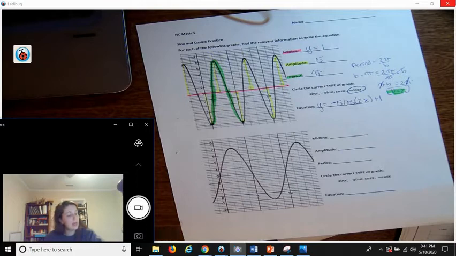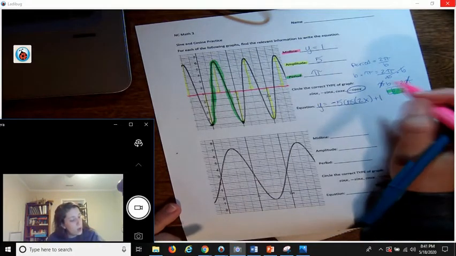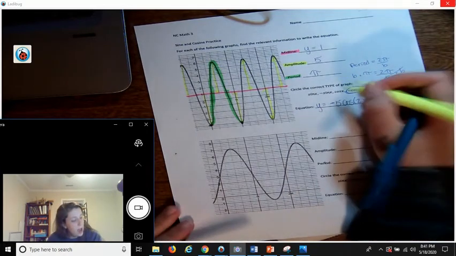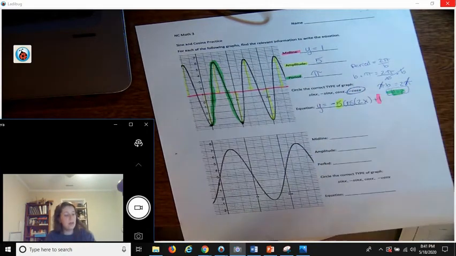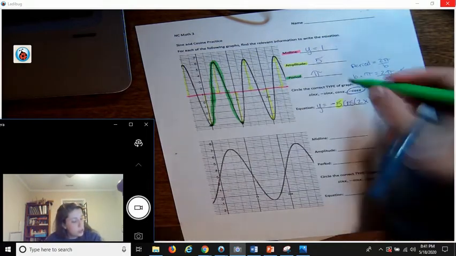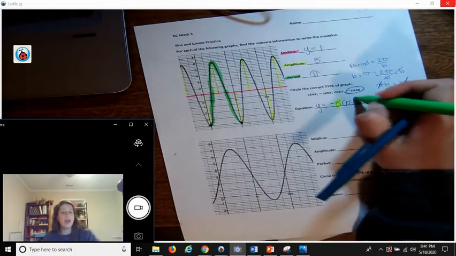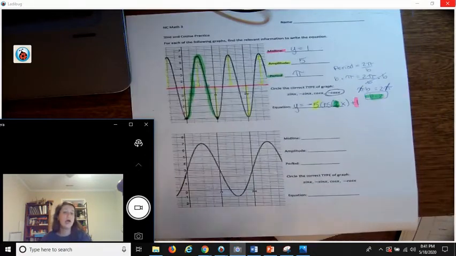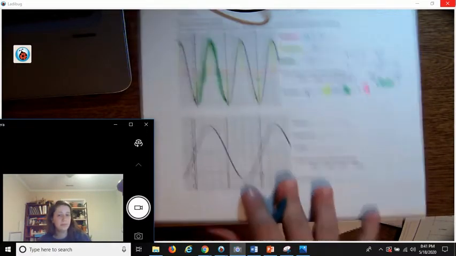And again, the 1 comes from the midline. The 5 comes from the amplitude. And the 2 is a proportion of our period, which was pi. We calculated b by using the formula that we have on the front. Okay, so now we have another problem.